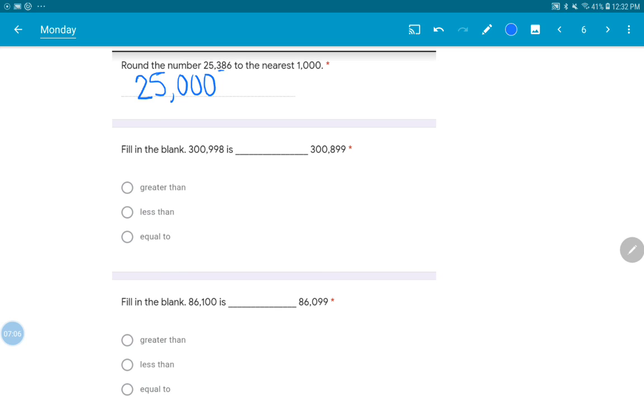All right. 300,998 is greater than, less than, or equal to 300,899, Zyla. Greater than. Very good. How do you know that's greater? Because I looked at the numbers and some of the numbers are bigger and the other one has smaller ones. Okay. So if we start with the 300,000, that's our biggest place value. That's the same. And we have 0, that's the same, so we have to keep going. 900 is greater than 800. We finally got to the hundreds place and they were different. 9 is greater than 8.